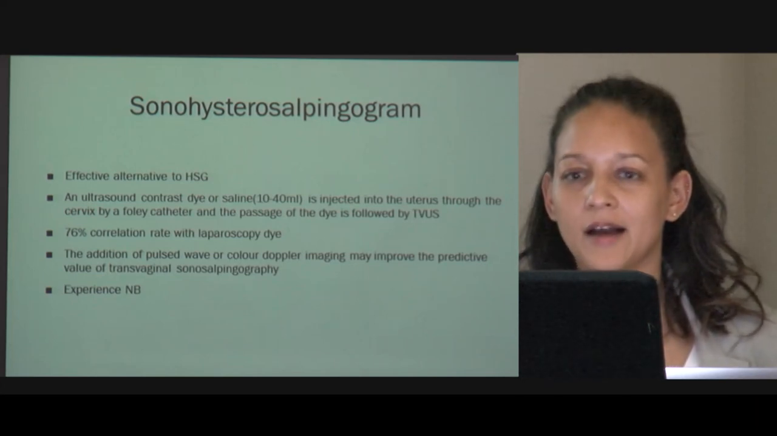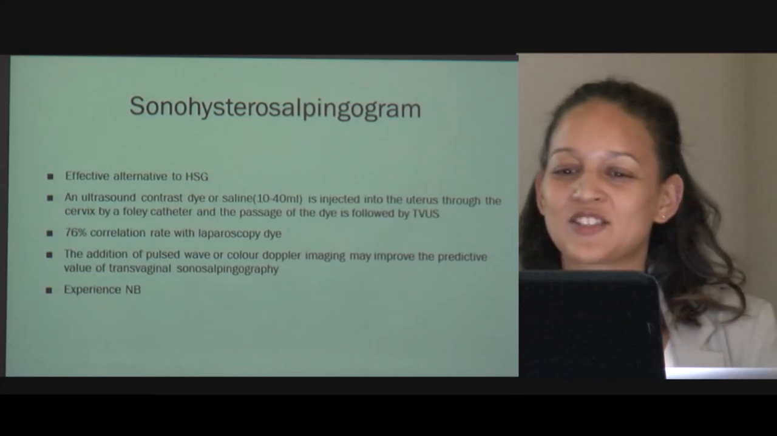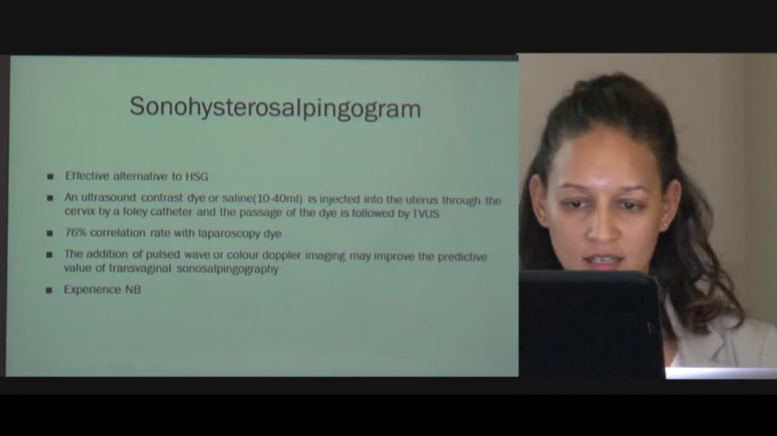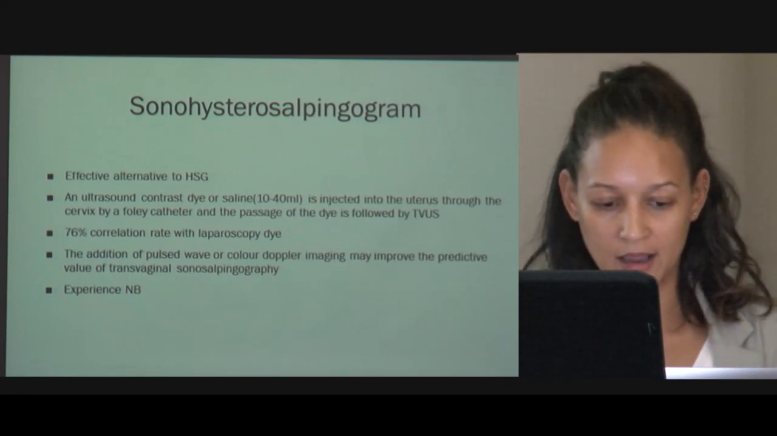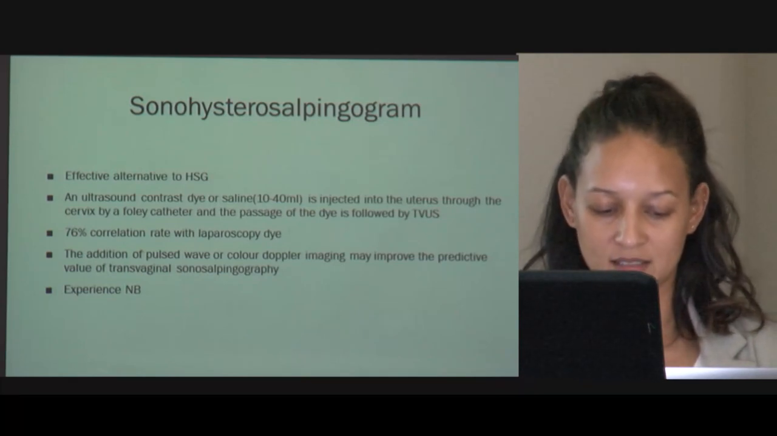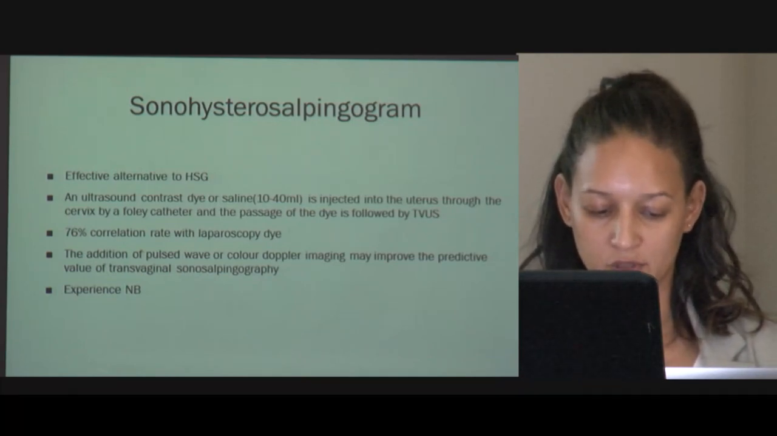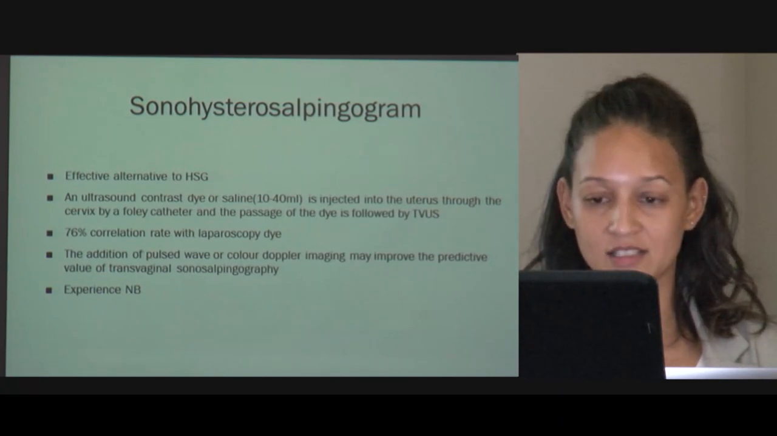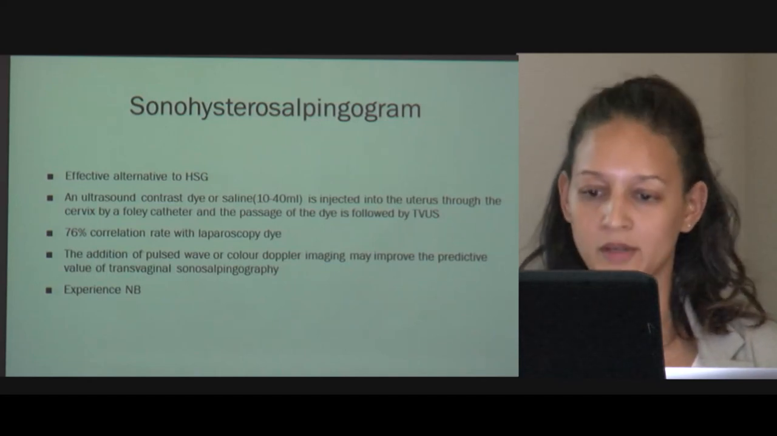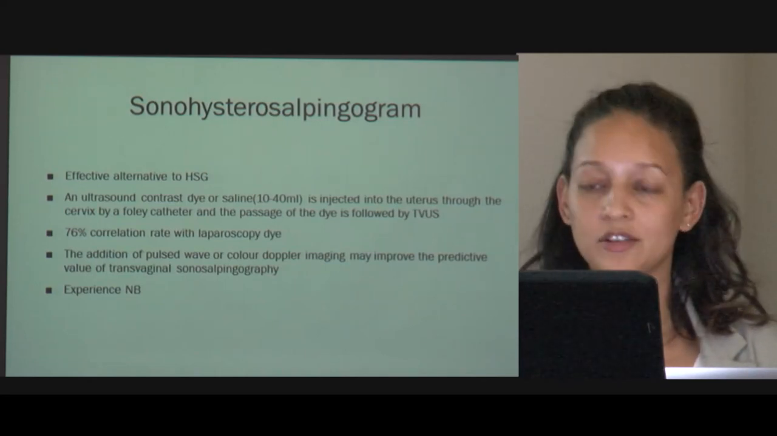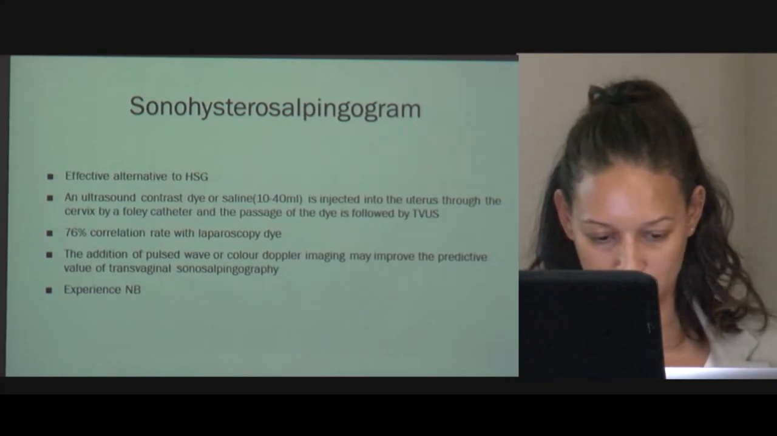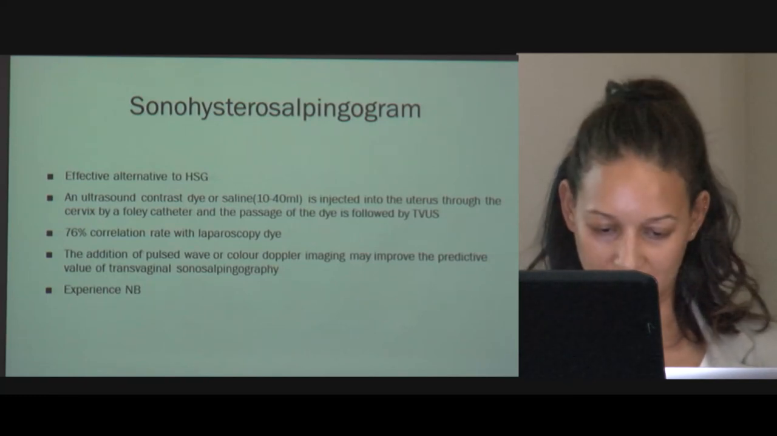We don't do this, I don't think we do, but sonohysterosalpingogram is also an effective alternative to HSG. It is an ultrasound-based imaging modality that permits an accurate evaluation of the tubal patency and uterine and ovarian pathology. It has a 76% correlation rate with laparoscopic chromopertubation, and the use of three-dimensional imaging and Doppler to highlight fluid movement through the fallopian tubes can improve the diagnostic capabilities.